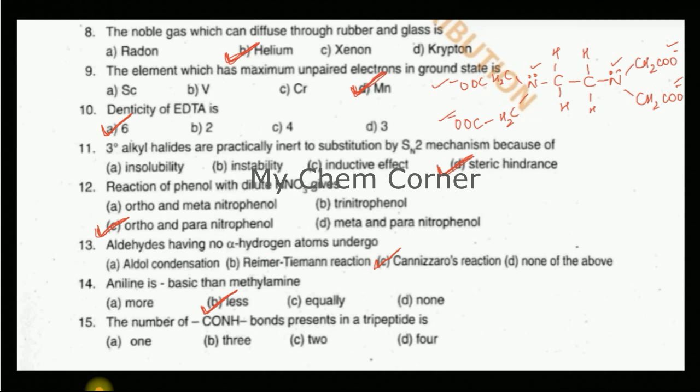Then number of CONH bonds present in a tripeptide. This CONH bond is nothing but a peptide linkage only. Like I've told you, for a tripeptide you should see a lesser number because you have 3 groups there. So when it's a tripeptide, you will have only 2 bonds in between them. Alright, so that is your second paper of your MCQs.